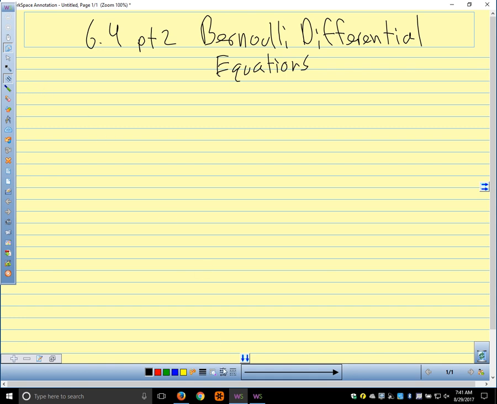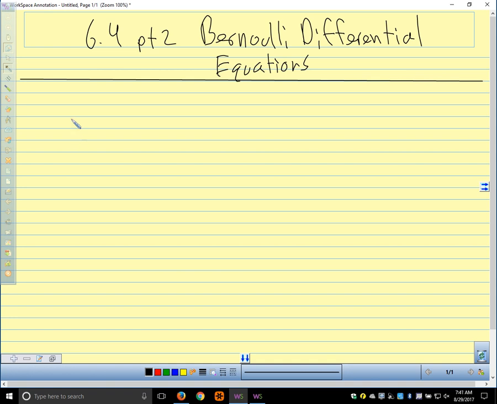All right, so yesterday we came up with a method using an integrating factor to solve linear first-order differential equations. Well, Bernoulli differential equations are a special type of non-linear differential equation. And what we do is we make a substitution to transform it. And I'm going to say a clever substitution.